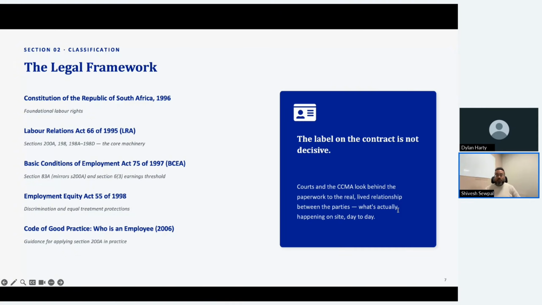Who is an employee? So the golden rule here is the contract label is not decisive. The actual working relationship is what matters. If the contract says independent contractor, but everything about the relationship looks and functions like employment, the label won't save the employer.